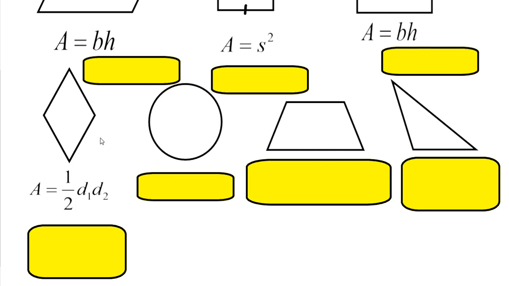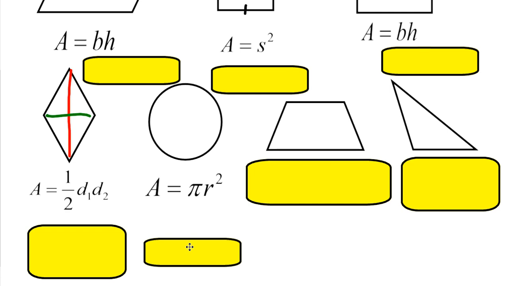What do I mean by diagonals? Here could be diagonal 1, this would be diagonal 2. So I need to multiply those two lengths and then multiply by 1/2. Area of a circle is pi times the radius squared.